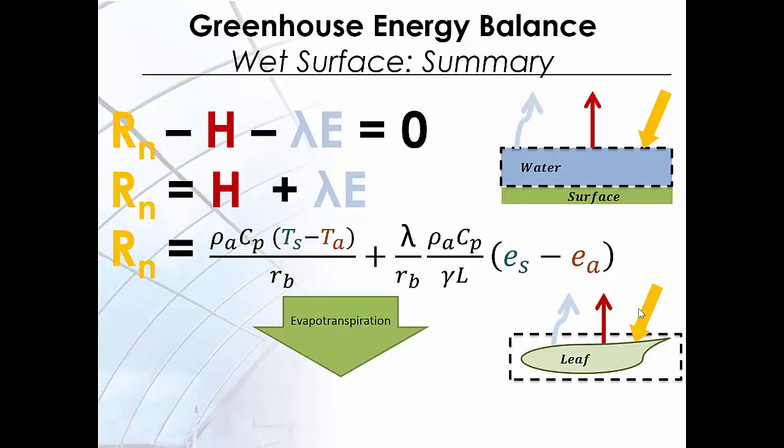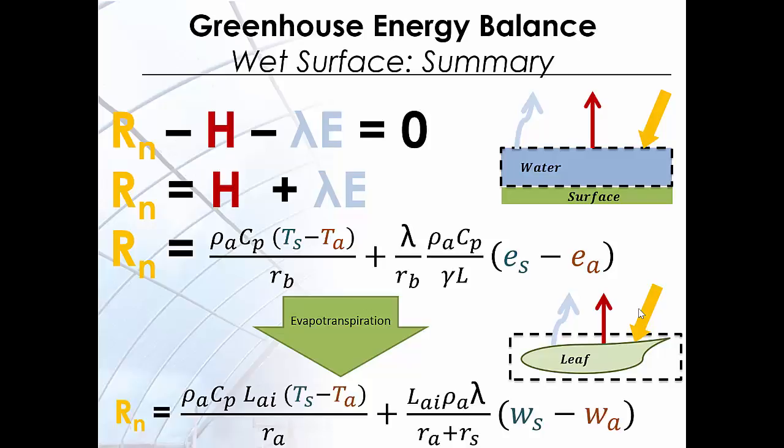We can use the same approach and relate these energy exchanges on a leaf surface to determine evapotranspiration, both evaporation and transpiration from a leaf surface. Our equation in this case for evapotranspiration looks very similar to the water vapor balance of a wet surface.